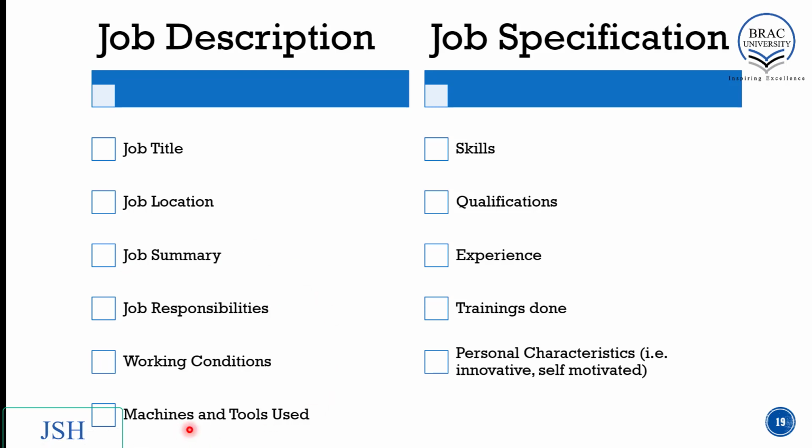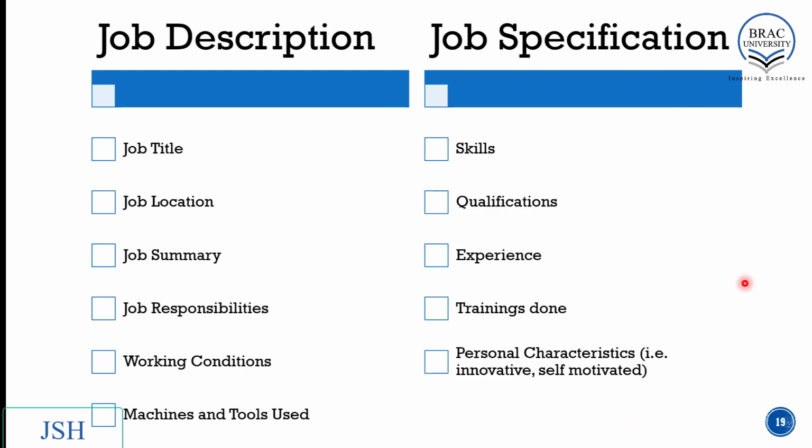Moving on to the last point, machines and tools used. What are the machines required to do the job? So again, it explains the job itself. So this one also comes under job description. So we are done with the left hand side. Now let's look at the right hand side.